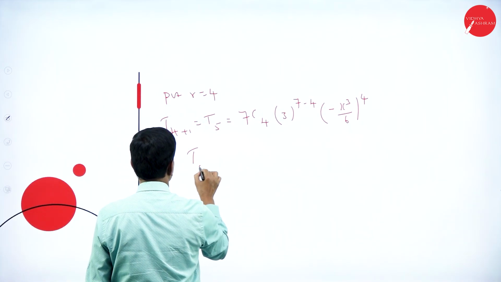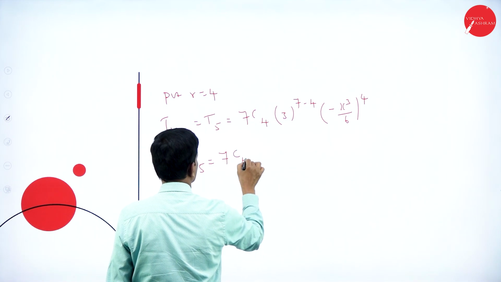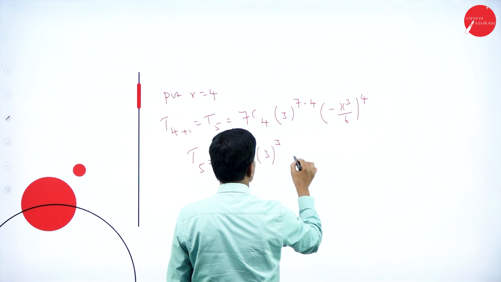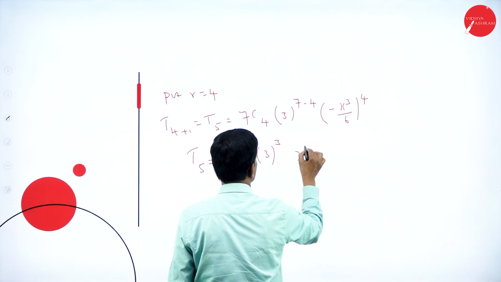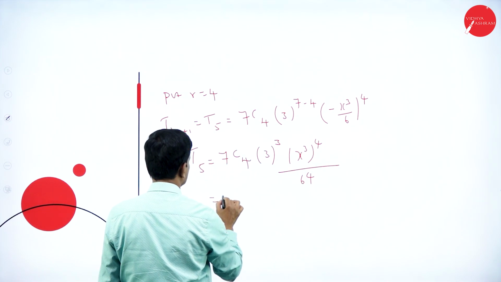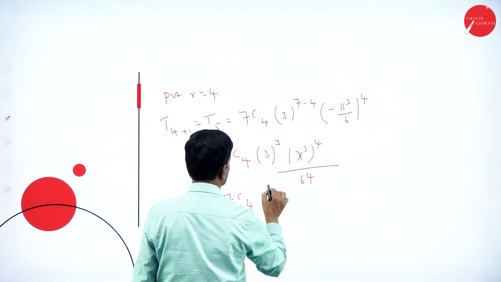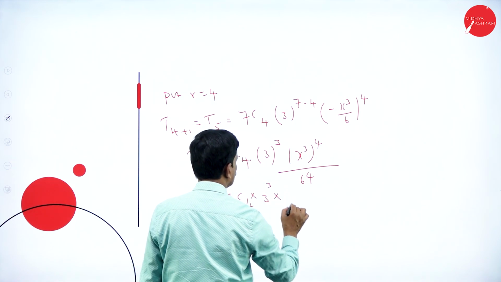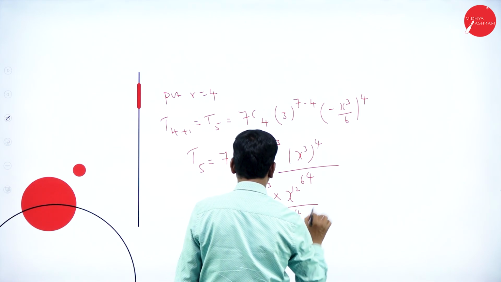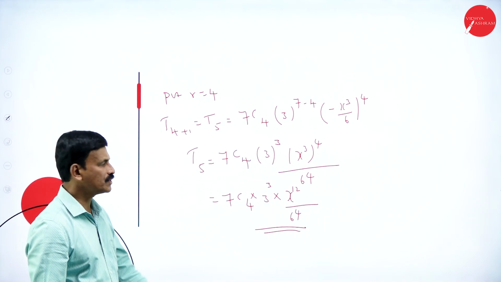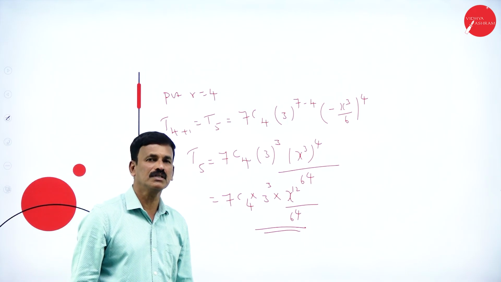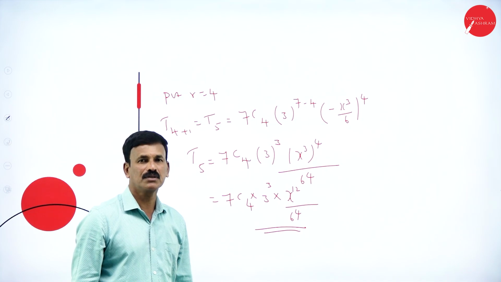So T5 is equal to 7C4, 3 to the power of 7 minus 4 is 3. If you multiply this, you will get positive, x cube whole to the power of 4 divided by 6 to the power of 4. So this is 7C4 into 3 cube into x to the power of 3 fours are 12, divided by 6 to the power of 4. This is the simplified answer. If you want, you can simplify. That's it. This is how we are going to find the middle term for the given expansion using the binomial theorem.